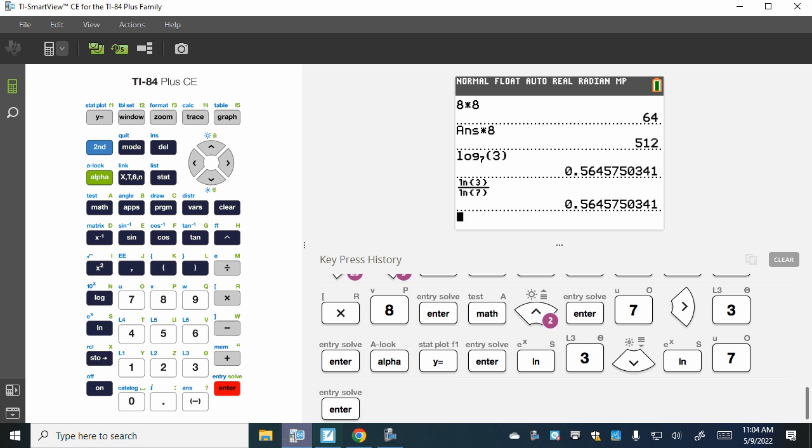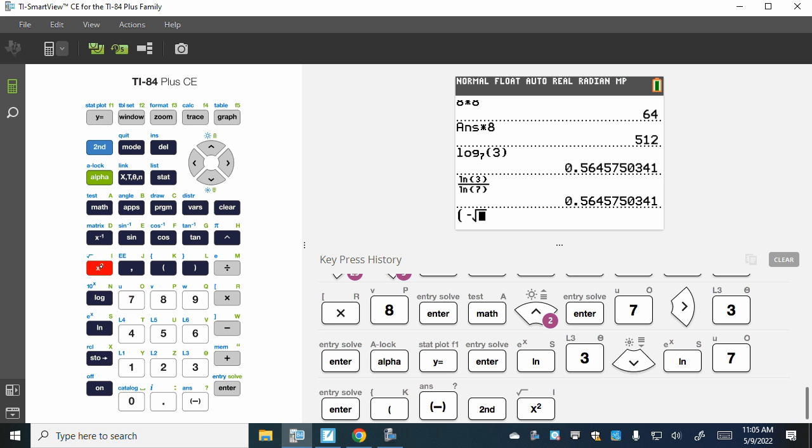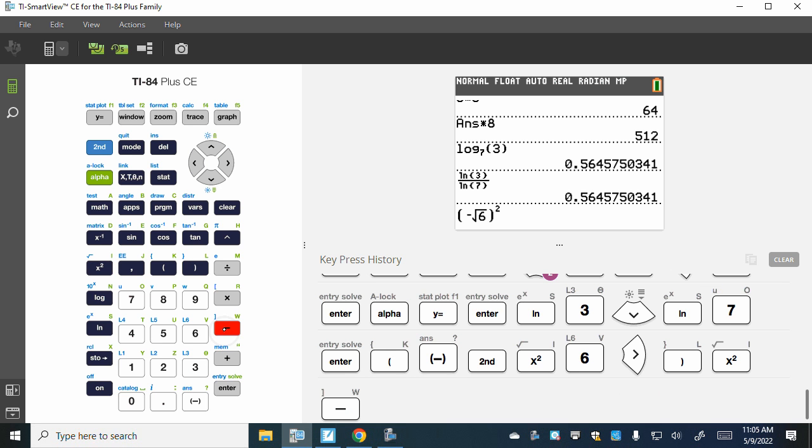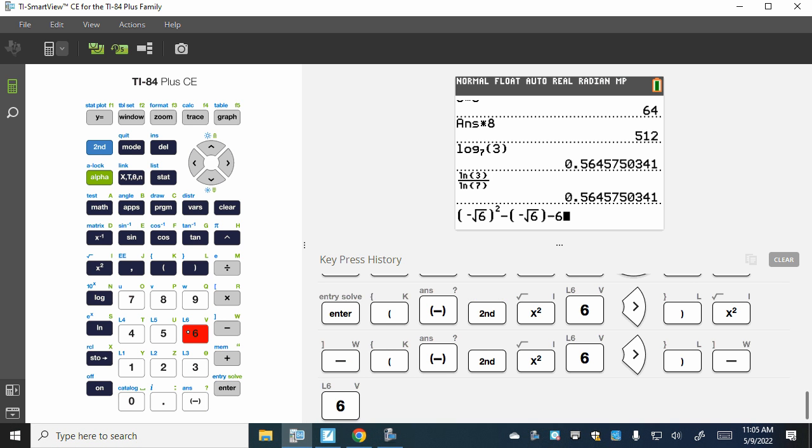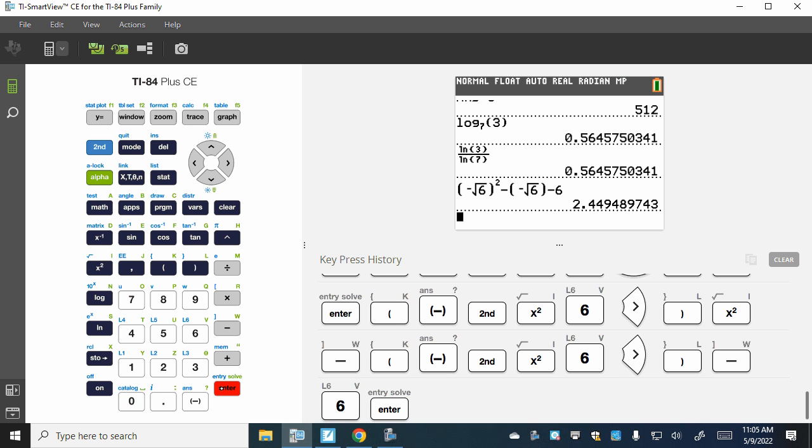So we could type that all into the calculator. I could say, parentheses, negative square root 6, close parentheses, squared, minus negative square root 6, close parentheses, minus 6. And if we type this all in, we get a negative number, yes? No, we got a positive number.